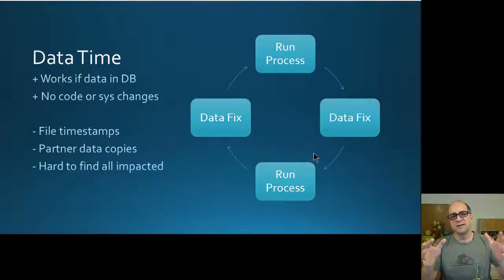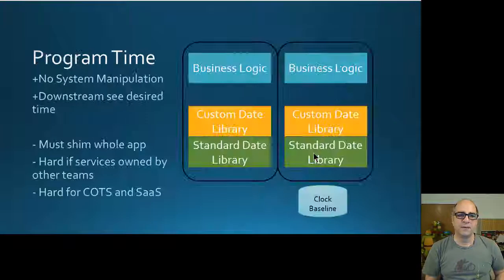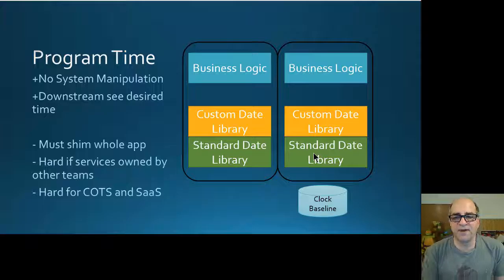So if you have a month of testing and you're going to do 4 weeks of processing, you'd probably do the first week, move it 4 weeks back, do a processing, move it 3 weeks back, move processing, move it 2 weeks back, and then do the last week of processing. So you could also do program time.